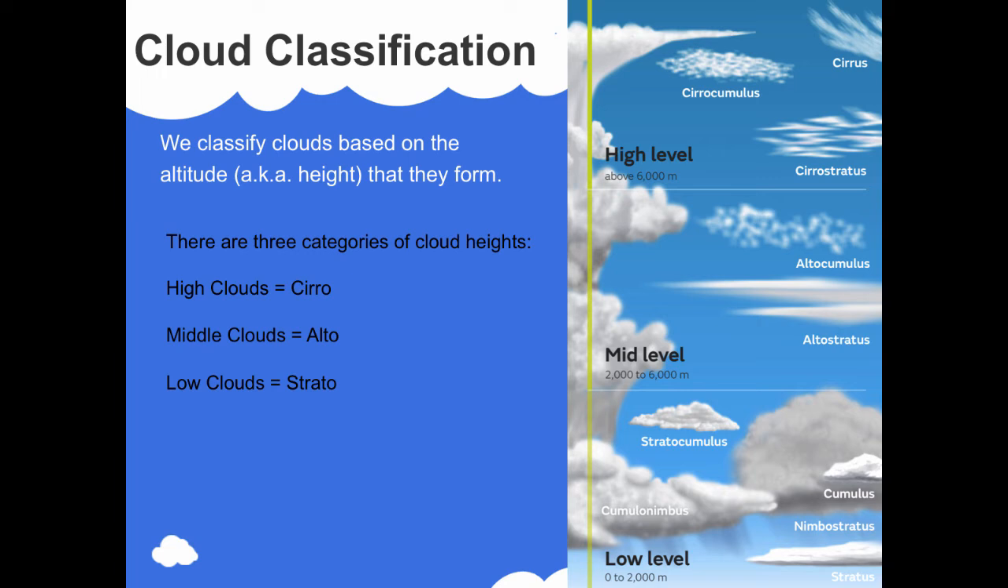So we have three shape names: cumulus, stratus, and cirrus. You now can put these cloud categories based on height in front of them. So you can put alto cumulus, alto stratus, and it tells you what height it formed at and the shape.